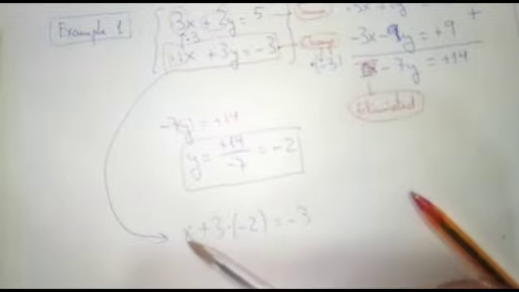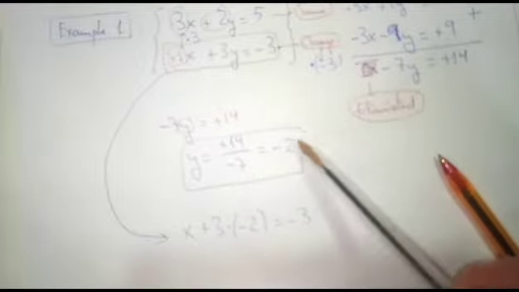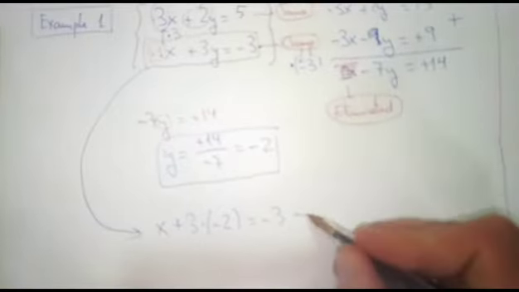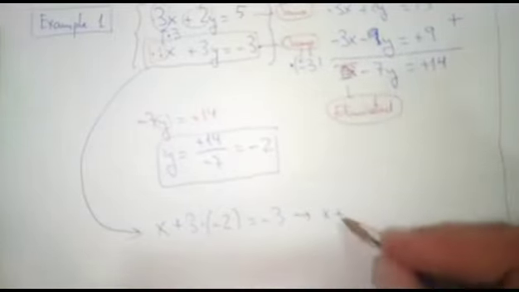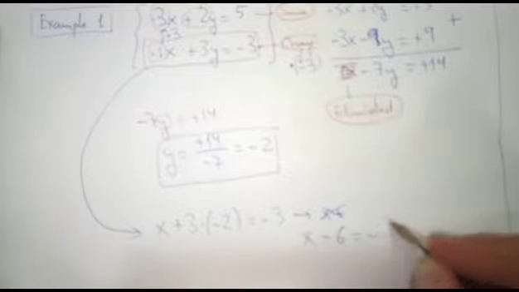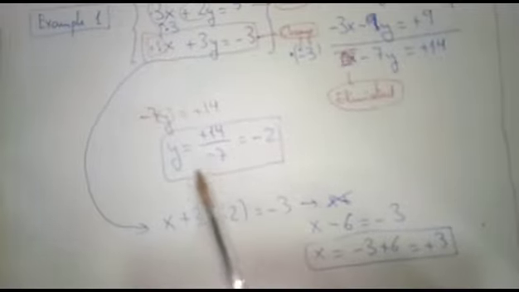So 1x, or just x, plus 3 times minus 2 is equal to minus 3. This is a very easy equation to solve. We have x plus 3 times minus 2, which is minus 6, equals minus 3. And now we have x equals minus 3 plus 6, so minus 3 plus 6 equals 3. So the solution for this system is x equals plus 3 and y equals minus 2.